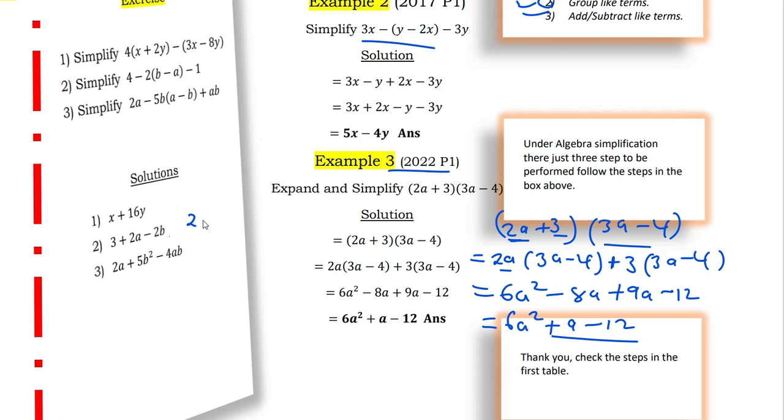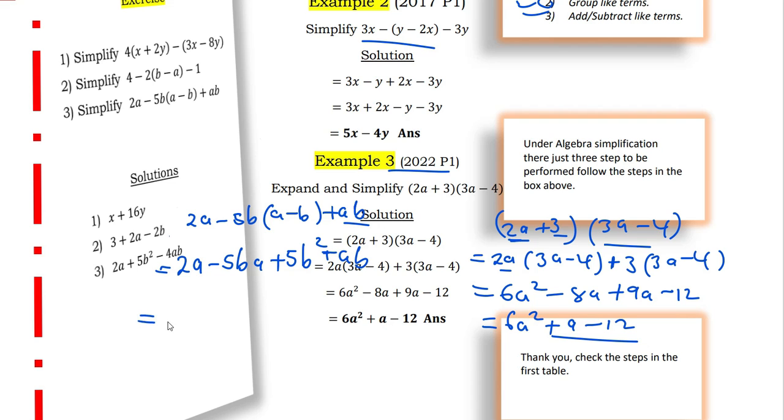simplify 2a minus 5b, open bracket, a minus b plus ab. So we've got 2a minus 5ba. When you multiply negative 5b by a, it's 5ba. Negative times negative, it's positive. 5b times b, it's a 5b squared. We maintain the last term, which is ab, which is right here.